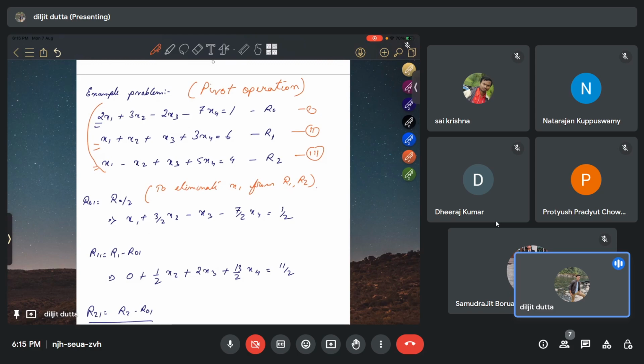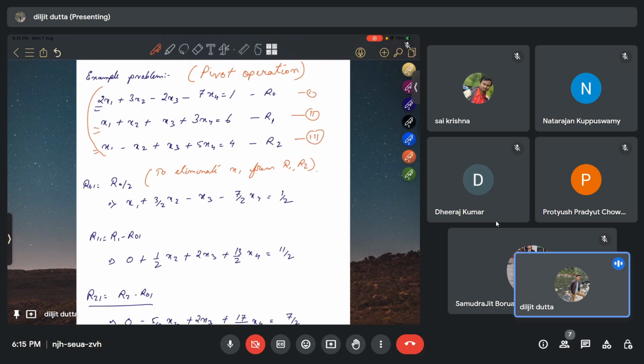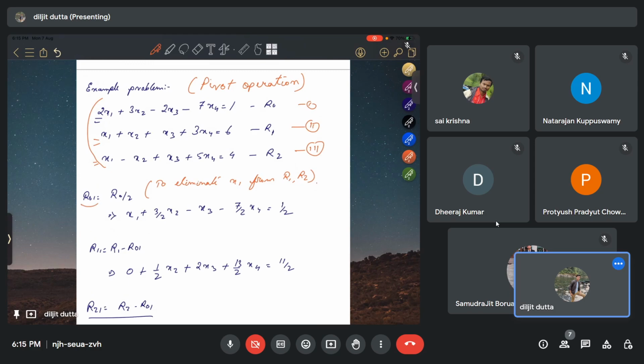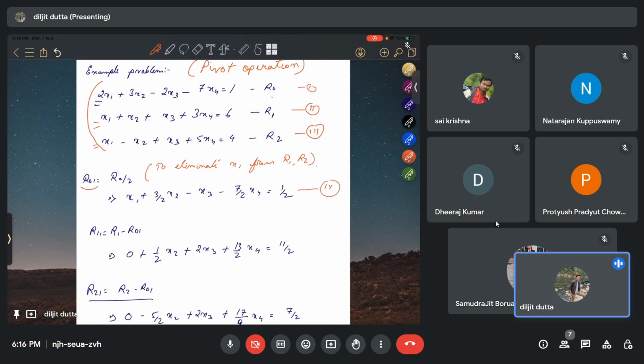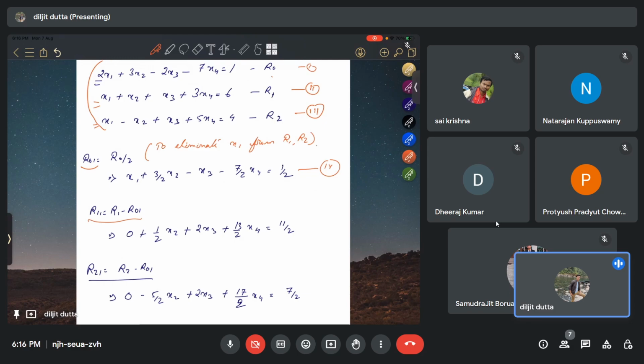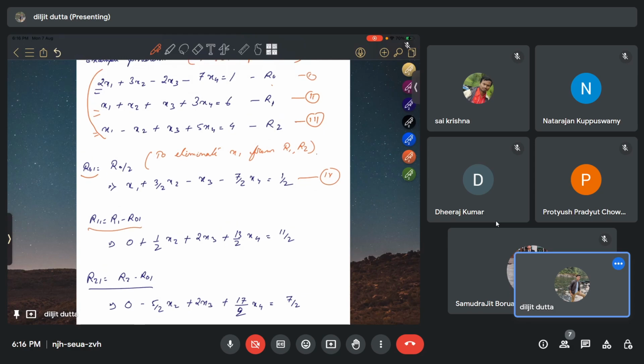We will do a row operation on the equations. First we will get the equation R01 equal to R0 by 2. That is, we are dividing the first equation by 2, so we get the coefficient of x1 as 1. So this is one equation that we get. Then secondly, we will get another equation. Now we have the coefficient of x1 as 1 here, so we need the coefficient of x1 as 0 in the second equation. So we will subtract equation number 4 from equation number 2. In that case, we will get this fifth equation.